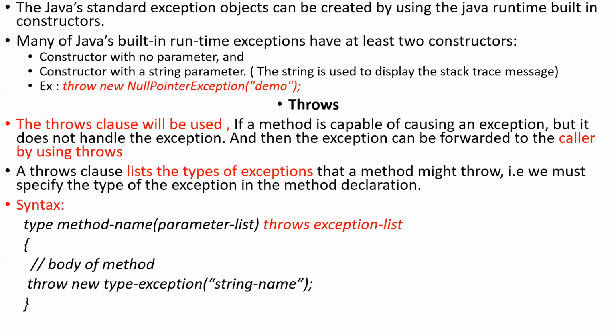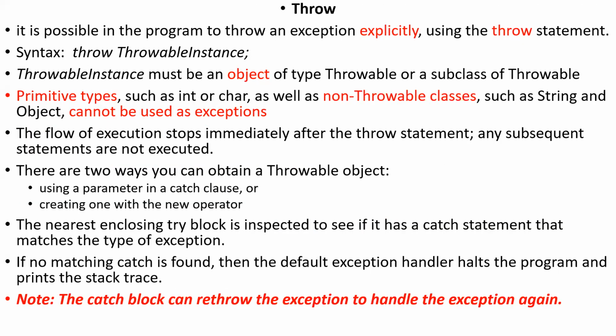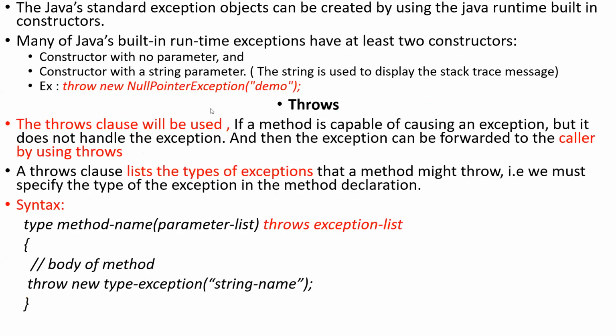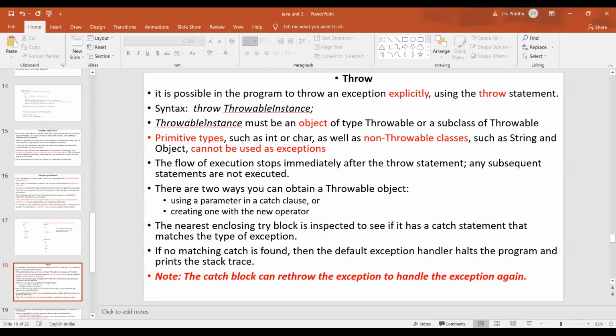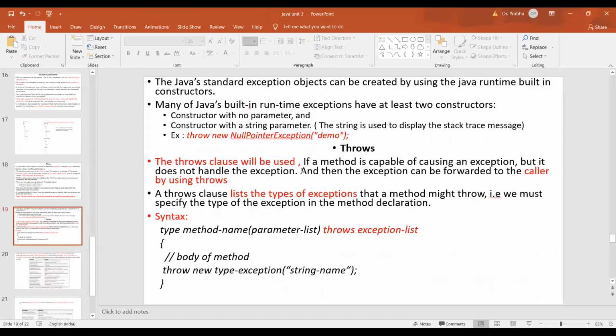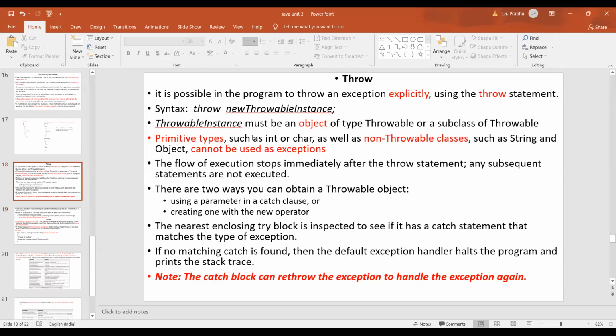Or if you want to generate a new object, then we have to write the new keyword: throw new. At that time itself, we are generating that object. We have to use new, or it is better to follow that one only. I'll change this syntax. You can write it like this also: throw new and a Throwable instance. That's it. So throwable instance.